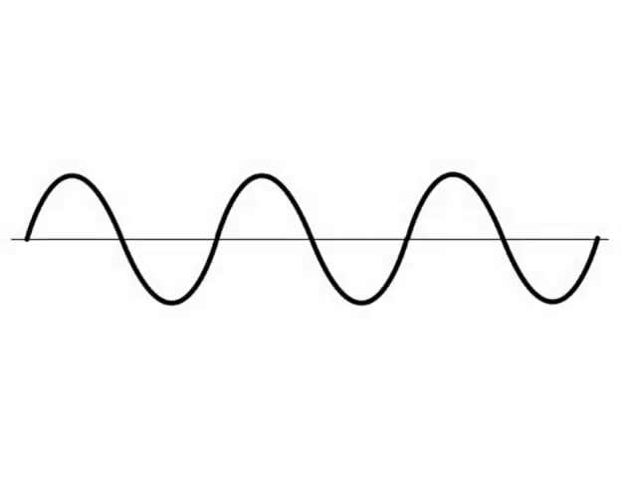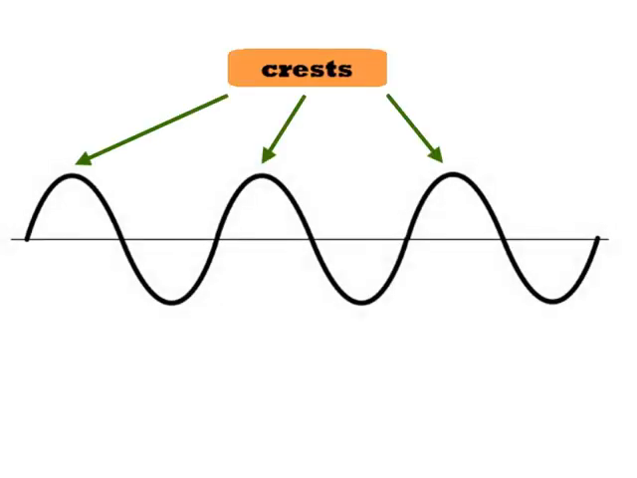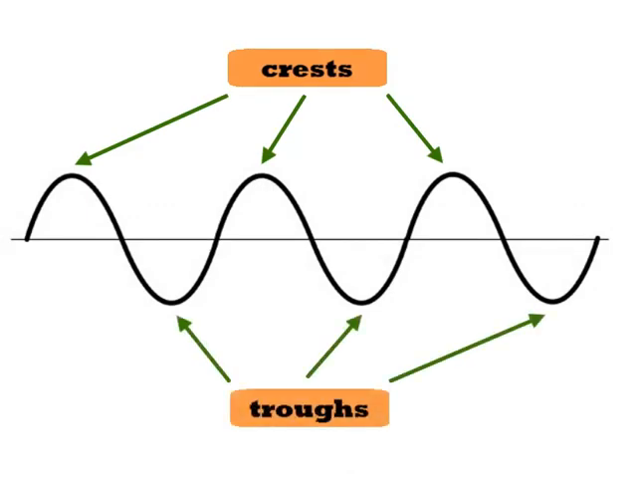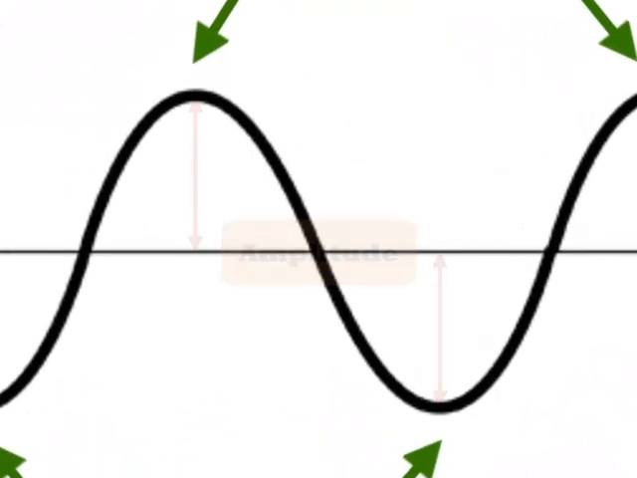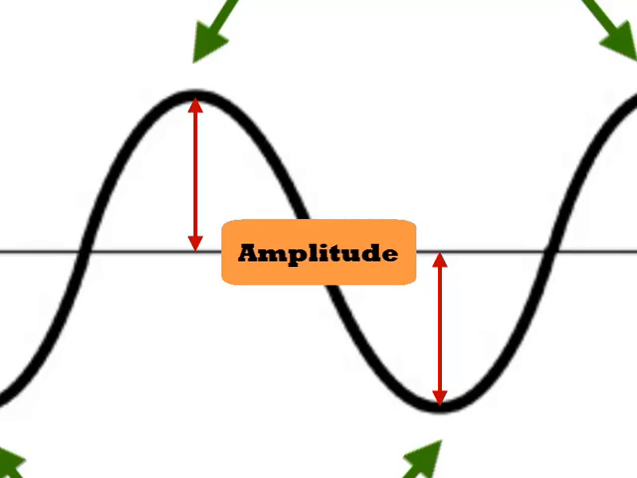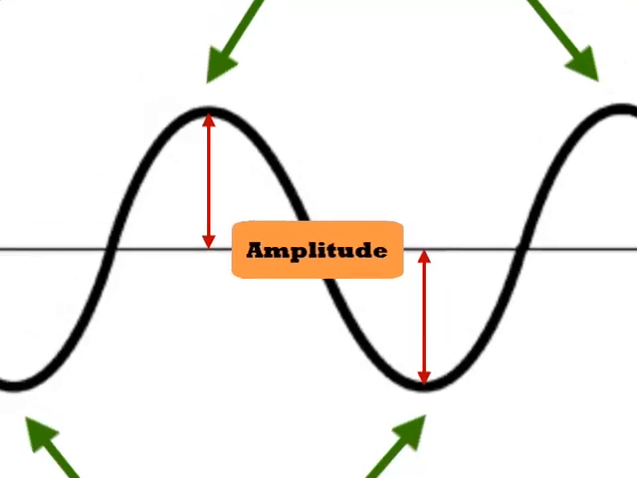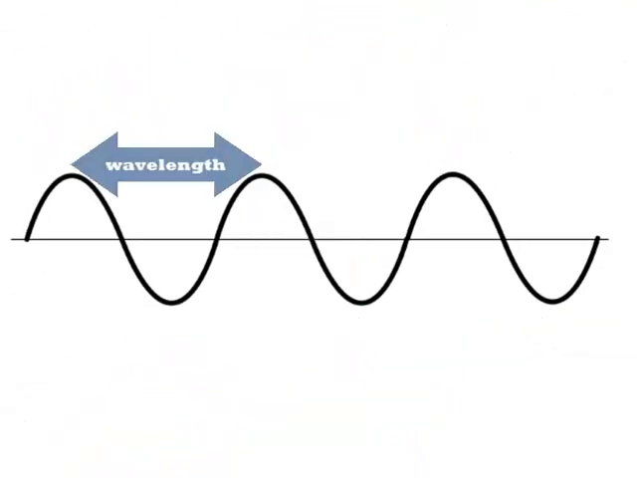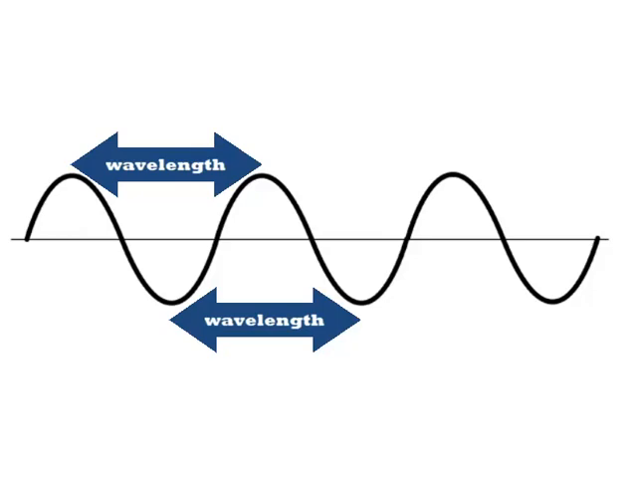Let's look at the parts of a wave. The high points on a wave are called crests. The low points are called troughs. The amplitude is a measure of the height of the wave from the midpoint to the crest or trough of a wave. The wavelength of a wave is the horizontal distance from one crest to the next. It can also be measured as the distance from any part of a wave to the next identical part of the wave down the line.